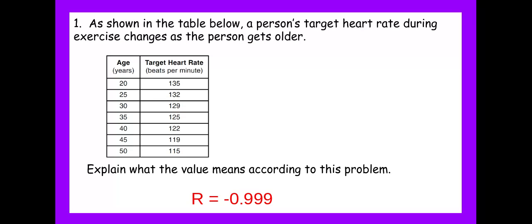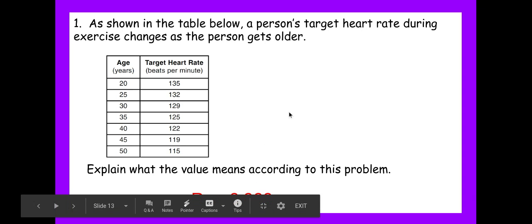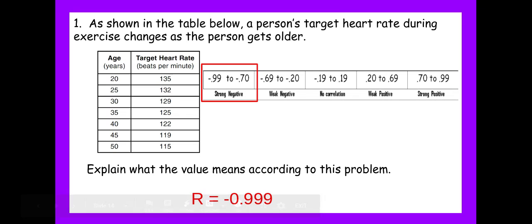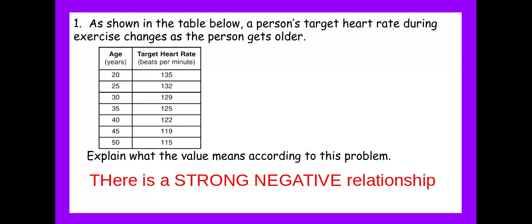Next thing we're going to do is answer the next question. It says, explain what the value means according to the problem. The value of this correlation coefficient, negative 0.99, we're going to go back to that scale. And we know that it's strong and negative. So what does that mean in the context of the problem? Well, all you're going to do is explain it in words. There's a strong negative relationship.